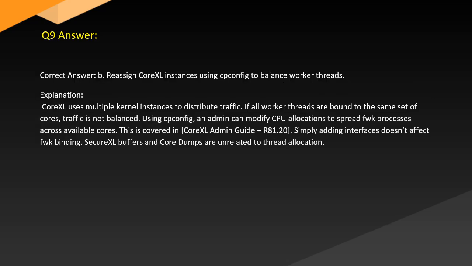Answer. Correct answer B. Reassign CoreXL instances using cpconfig to balance worker threads. Explanation. CoreXL uses multiple kernel instances to distribute traffic. If all worker threads are bound to the same set of cores, traffic is not balanced. Using cpconfig, an admin can modify CPU allocations to spread connections across available cores. This is covered in the CoreXL Admin Guide. Simply adding interfaces doesn't fix the allocation. SecureXL buffers and core dumps are unrelated to thread allocation.